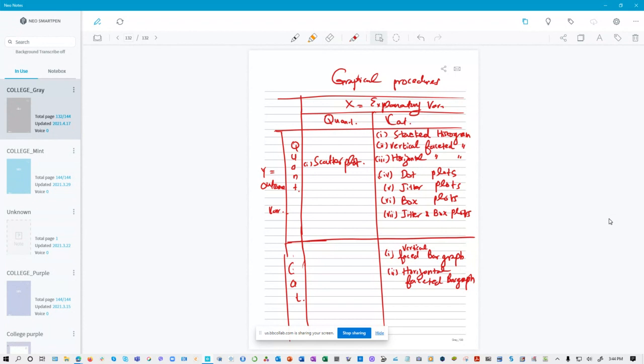How about the quantitative but categorical? We don't discuss that one. No discussion. So you're going to talk about the scatter plot, you're going to talk about this guy, you're going to talk about these guys, in large scale.